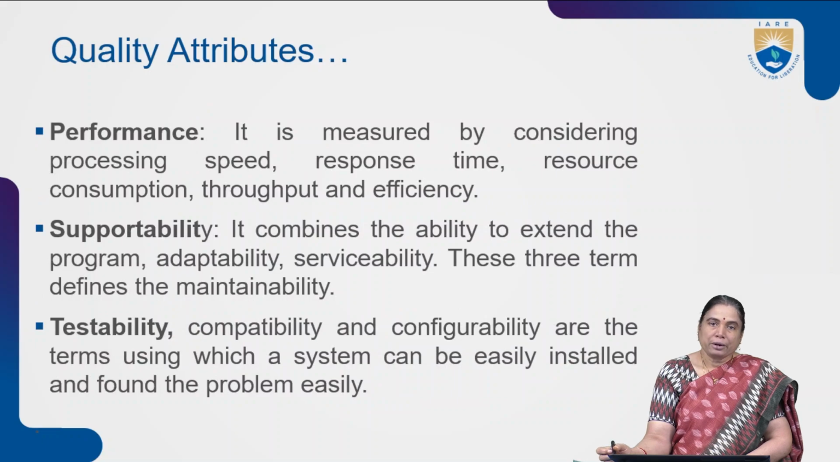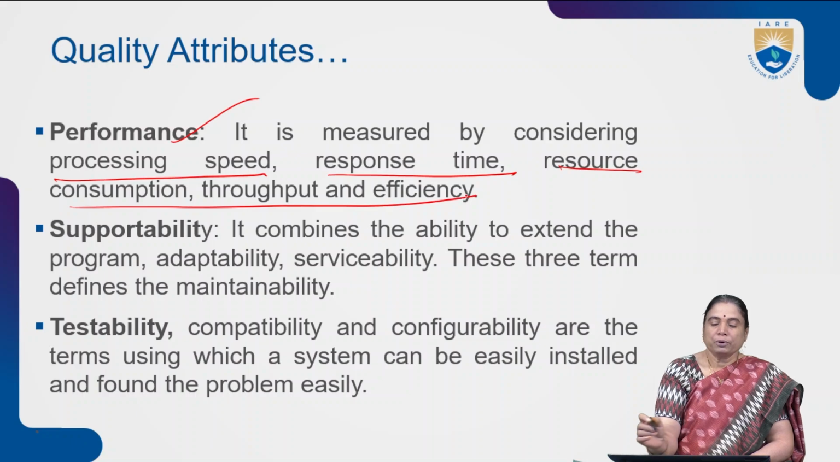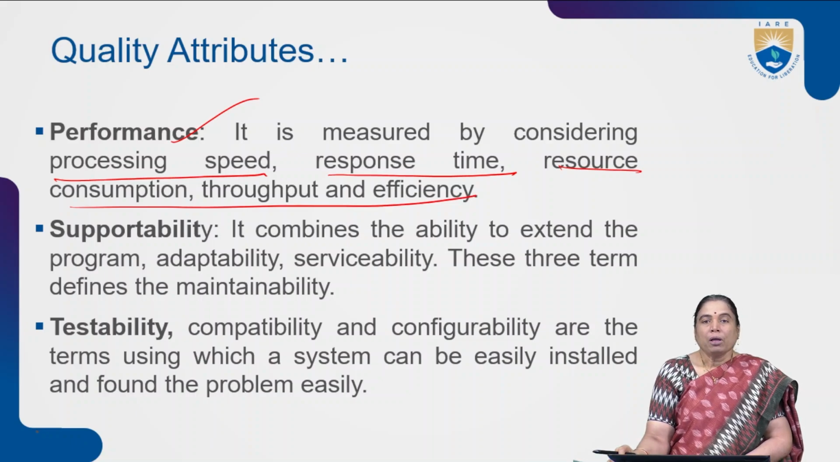The next quality attribute is the performance. Performance is measured by considering processing speed, response time, resource consumption, throughput, and efficiency. So, how many instructions the project can execute per unit of time, the throughput, as well as the response time and services offered to the customer, and the time complexity and space complexity of the algorithms play a major role in the evaluation of the performance.